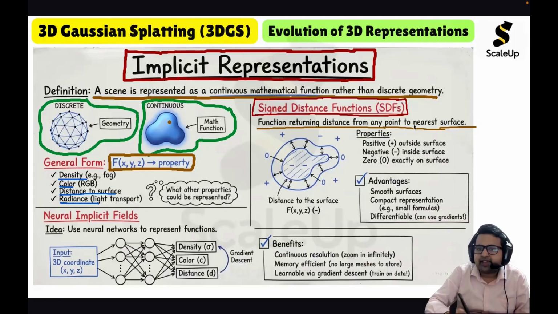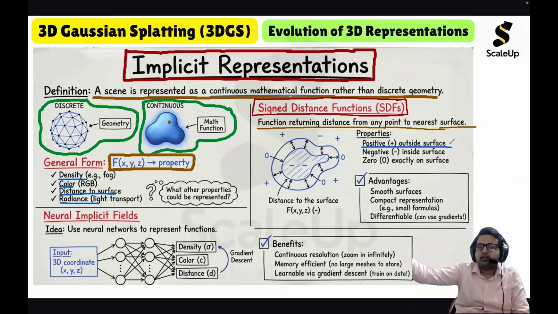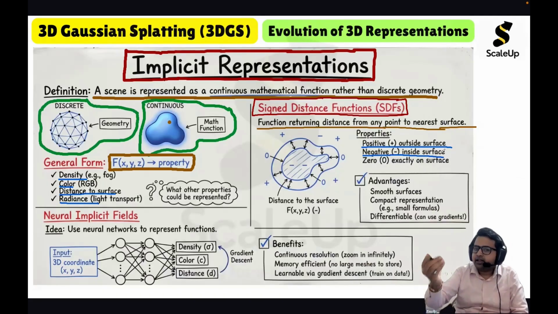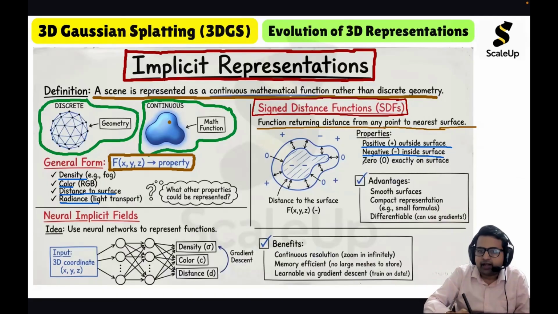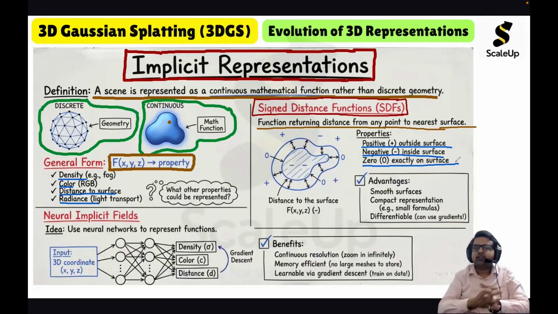So if the sign is positive, it means whatever xyz I gave, it is outside the nearest surface. If the sign is negative, then whatever point I gave, it is inside the nearest surface. And if it is 0, it means whatever point I gave is exactly on the surface. So now it's very clear that we have something called a signed distance function. Now, how exactly it looks, we will not discuss now.